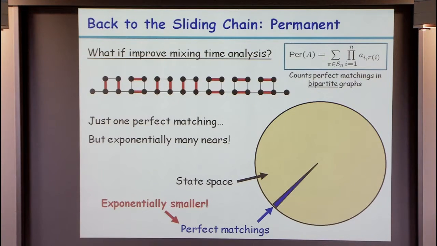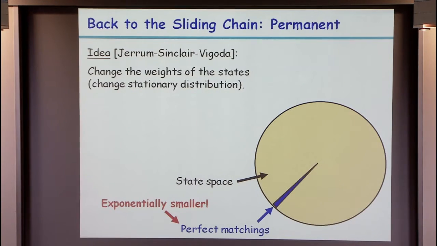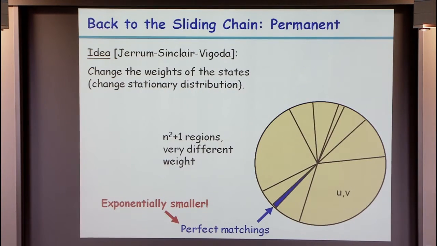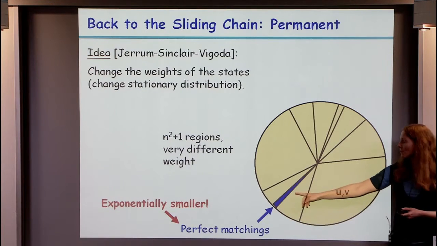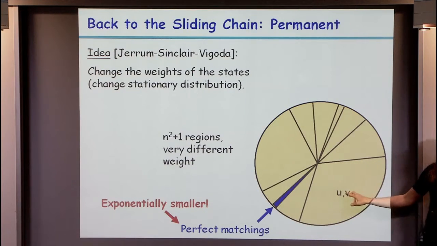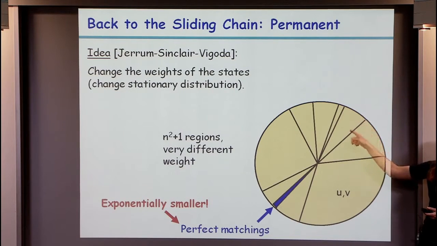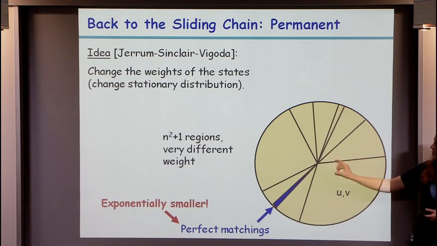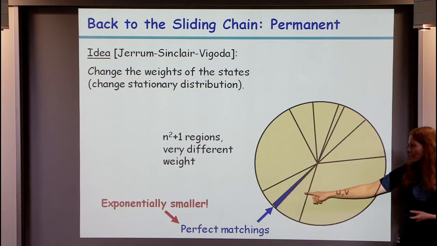But okay, let's analyze the situation a little bit further. The idea of Jerrum, Sinclair, and Vigoda is to change this picture. So if we analyze the situation further, the blue ones are the perfect matchings, and then we have all of these matchings with a specific pair of uncovered vertices, with holes U and V. This is my holes at U and V, this is another pair of holes, and so on and so forth. So I have n squared for the number of holes plus 1 different regions.